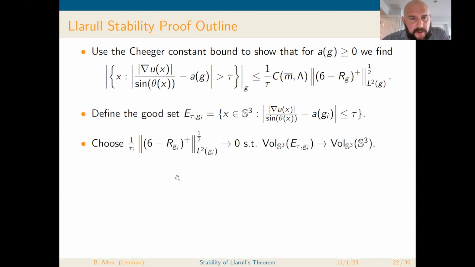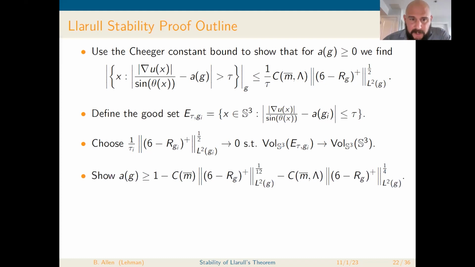And so if you pick your parameter tau so that this thing goes to 0, that's not such a big deal. Then you can see that the volume of this good set is going to converge to the volume of the round sphere. But there we're taking volume with respect to the round sphere. So that's not what we need to apply the VADV theorem, but it's filling up the entire background manifold. Okay, but we need more than that. We want the volume with respect to g_i of the good set to converge to the volume of the round sphere. So that's our goal.